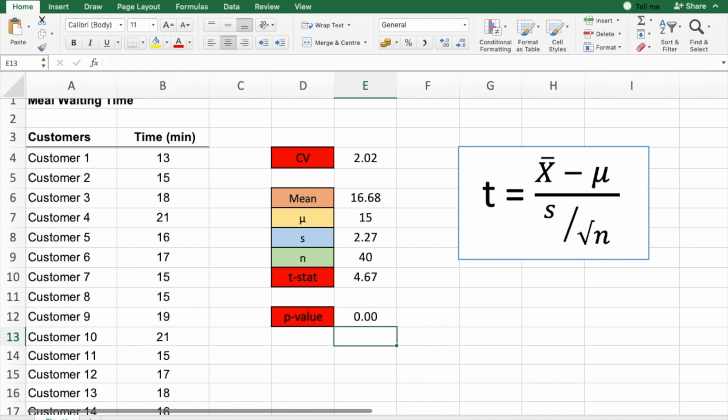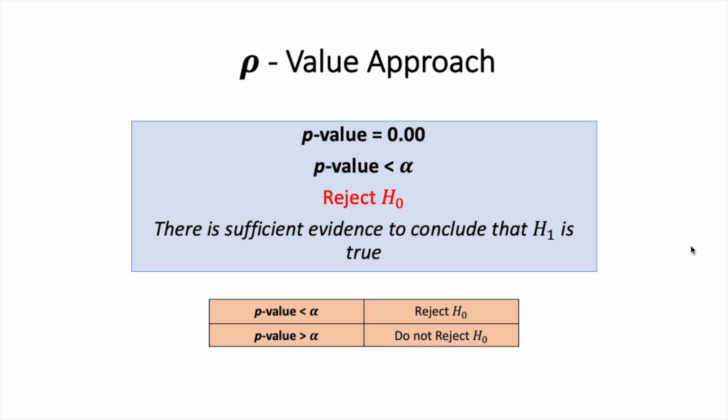So what does this value say? Let's go back. The p-value that we got was 0.00. So the p-value is less than the significance level, and the significance level that we selected was 0.05. Therefore, if the p-value is less than the significance level, we reject H0. So the decision that we have made is to reject H0, because there is sufficient evidence to conclude that H1 is true. So it means that the waiting time is different compared to the hypothesized mean, which was 15 minutes.